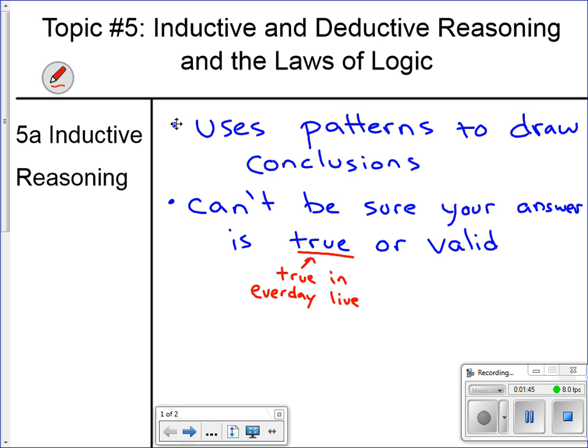or in the terms of valid, we're really saying there that it doesn't necessarily follow rules of logic, or logically sound. When it comes down to it, we really just can't be absolutely sure based strictly on a pattern.